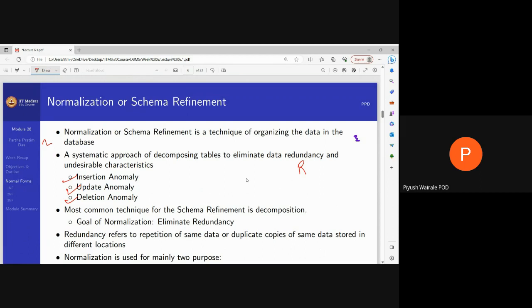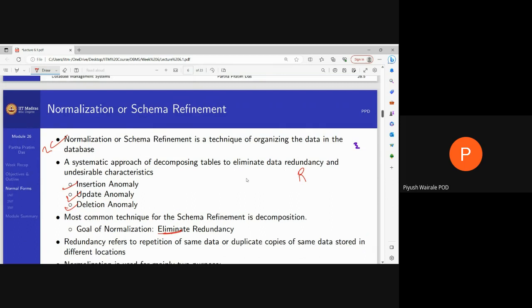It will cause difficulty to update the value, or delete the value. If you delete one row, the corresponding value which should be retained may also get deleted. So there are different anomalies if we keep the data like this, with redundancy. To avoid those anomalies and reduce the redundancy in the database, we can go for the concept of normalization. You can see the goal of normalization is basically to eliminate the redundancy.